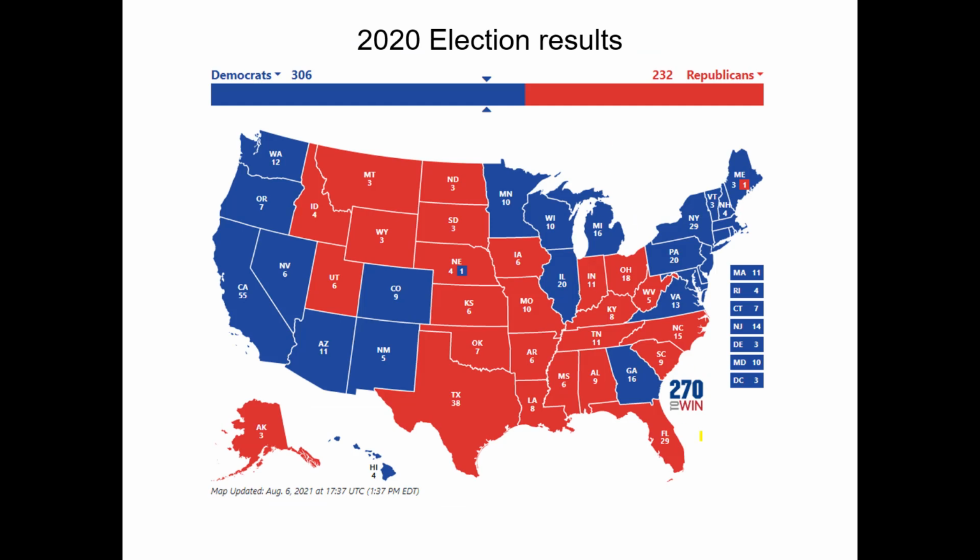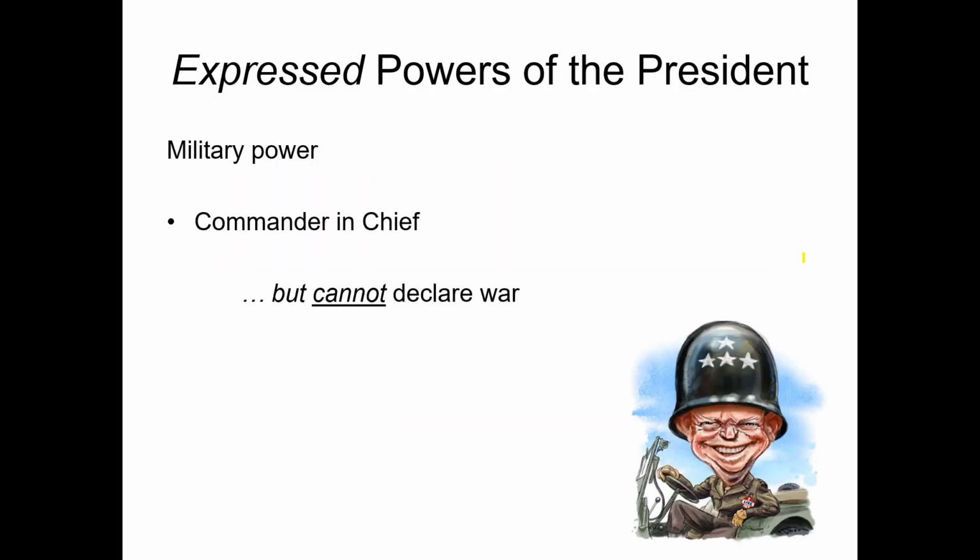Here's the 2020 election results, where the Democratic presidential candidate, Joe Biden, got 306 electoral votes. You can see how that's divided up. See right there where Nebraska and Maine are the only two states that allow their electoral votes to be split. Nebraska leaned 4-1 to the Republican, Maine 3-1 towards the Democrat.